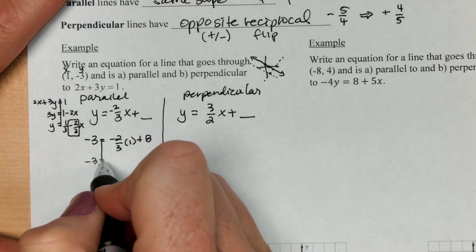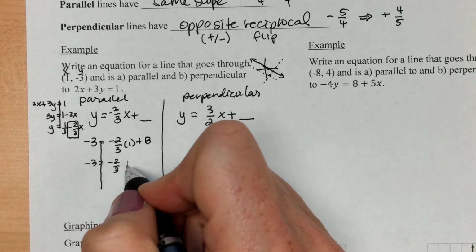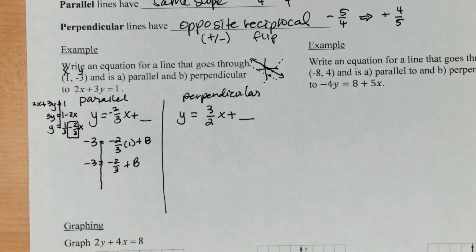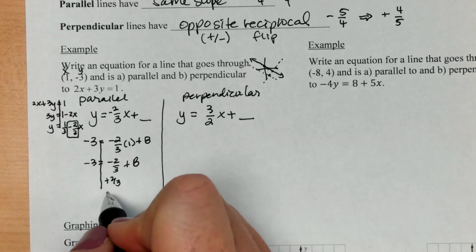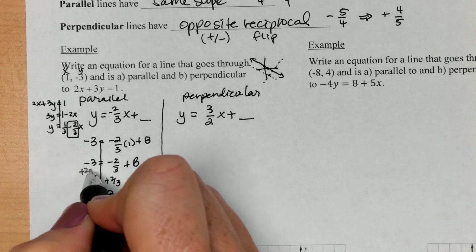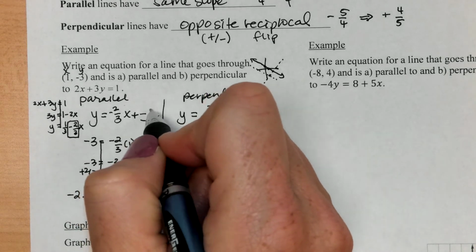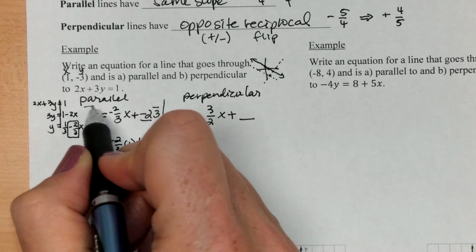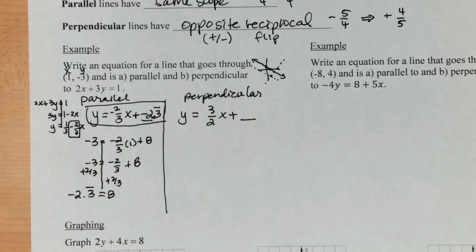So -3 equals -2/3 times 1, which is just -2/3, and then plus our b. When you're doing these, I don't mind if you want to work in fractions or decimals. It doesn't matter to me either way. But here you're going to be adding 2/3 to the other side, and so your b ends up being -2.3 repeating. So I'll put my -2.3 repeating, and then I've got my answer. That does not look like a 0.3, we'll make that a little better.